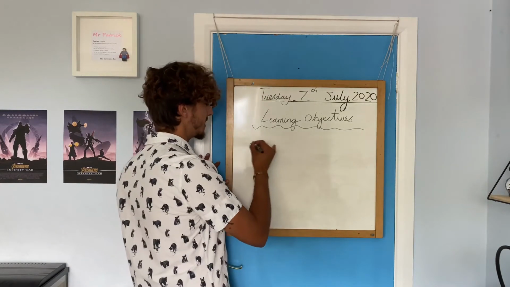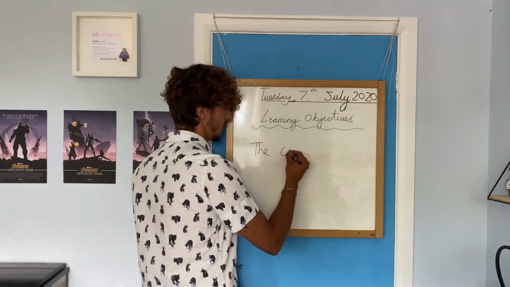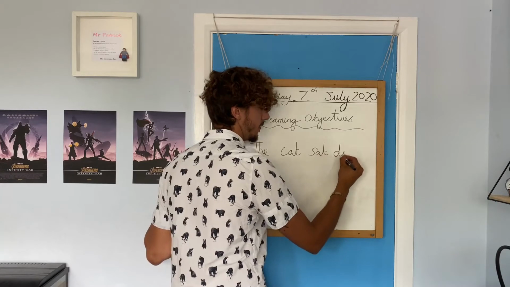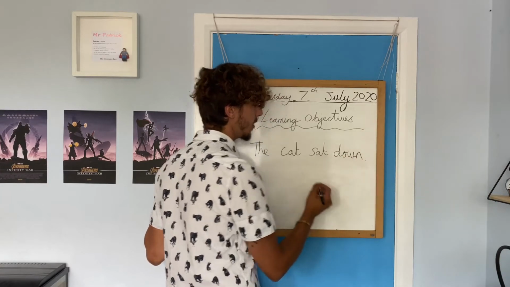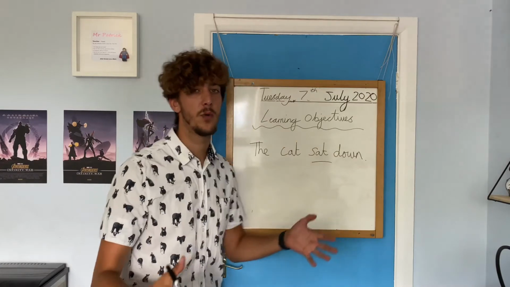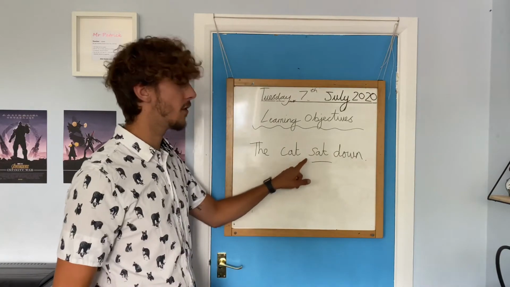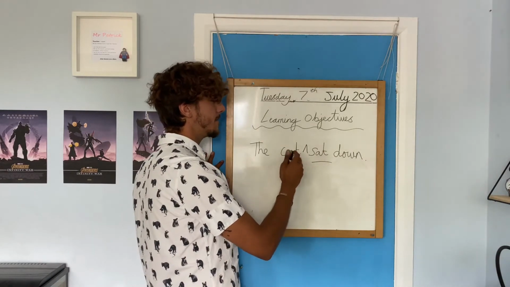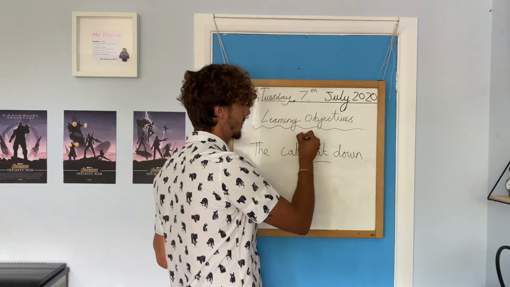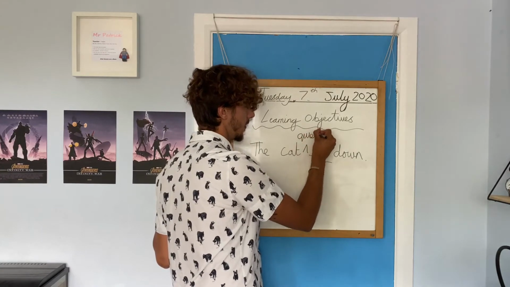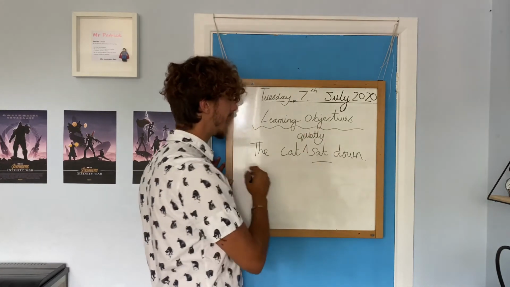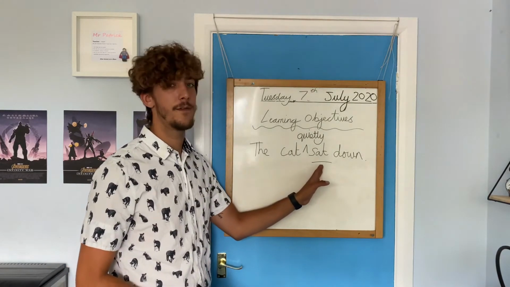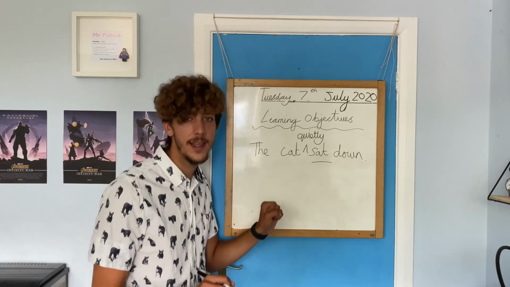So for example, we could say the cat sat down. Okay, we know that sat is our verb because that is what the cat is doing. So we can modify that with an adverb. So I'm going to put my little editing arrow here. So the cat, let's say quietly. So the cat quietly sat down. Okay, we've changed that verb because we now know he's quietly sitting down.